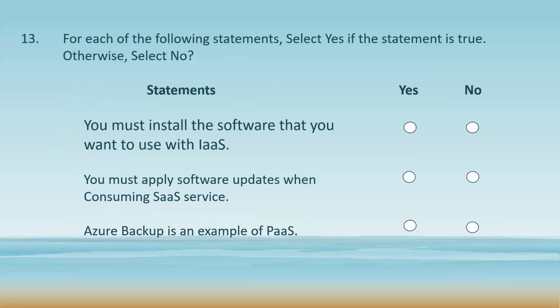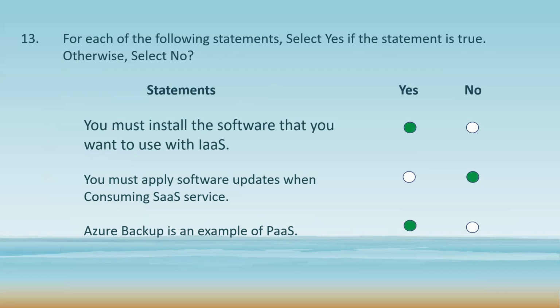For each of the following statements, select yes if the statement is true, otherwise select no. Your statements are: you must install the software that you want to use with IaaS, infrastructure as a service. You must apply software updates when consuming SaaS service. Azure Backup is an example of PaaS.